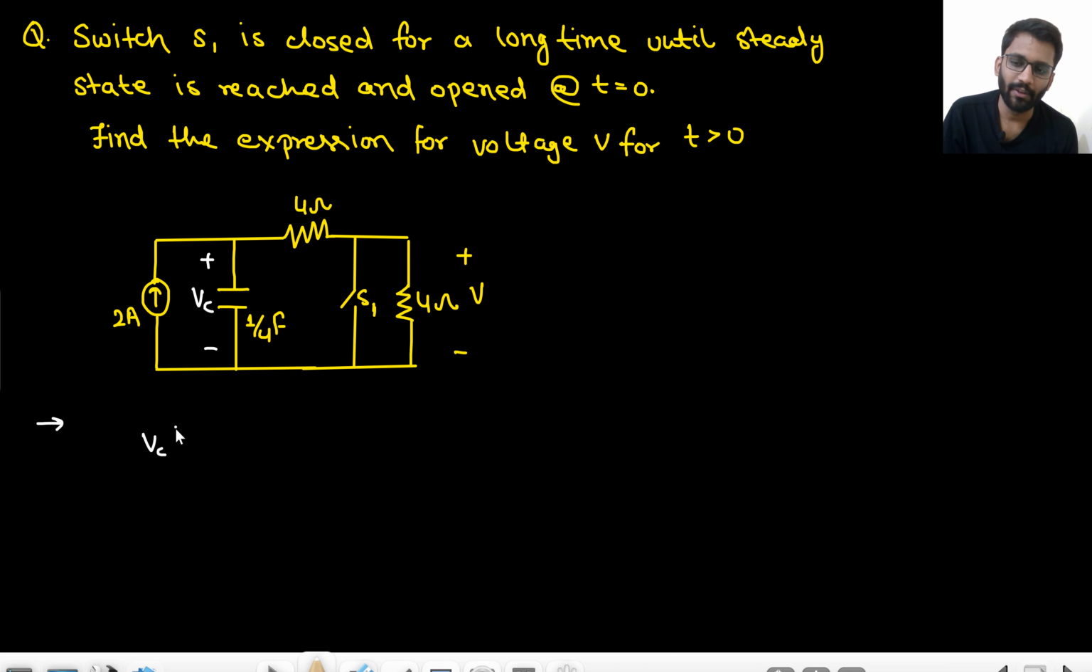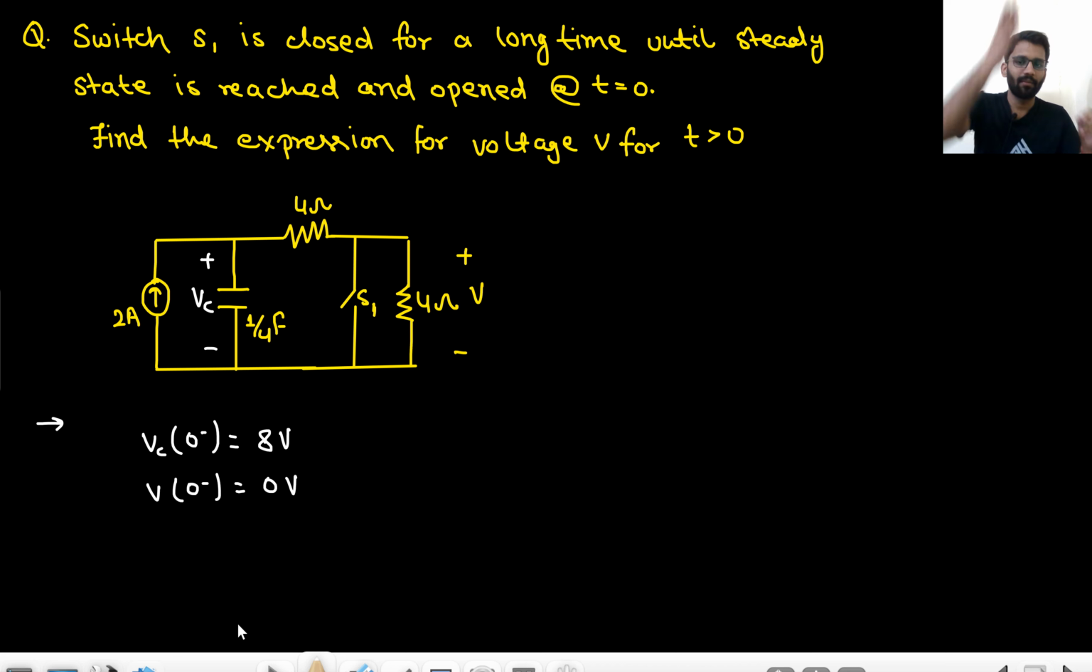So just tell me what will be the value of Vc(0 minus). You guys should be able to tell this value now. Okay, take your time and tell the value of Vc(0 minus). It will be 8 volts. Why so? Because S1 is closed and steady state will be reached. So if S1 is closed, that means this will be short circuited, right? Vc(0 minus) will be 8 volt, and what will be the value of V(0 minus)? That would be 0 volt, right? Because the resistance will be shorted, so only 4 ohm will be in action and steady state will be reached, so the capacitor will be open circuited.